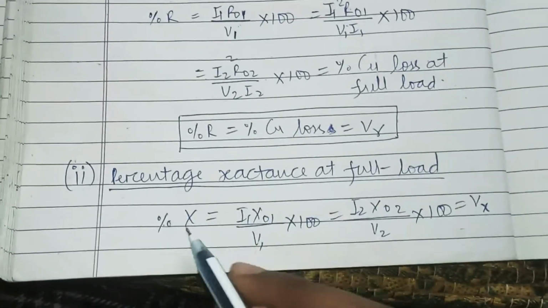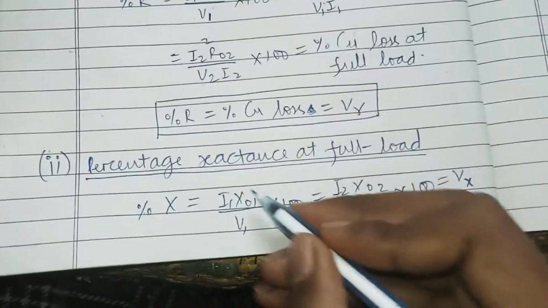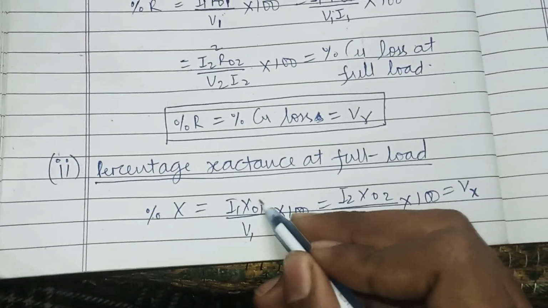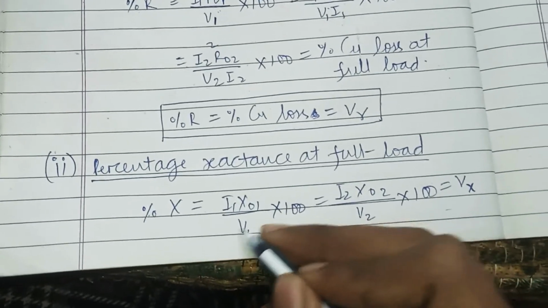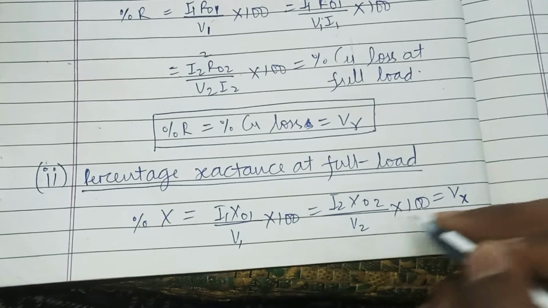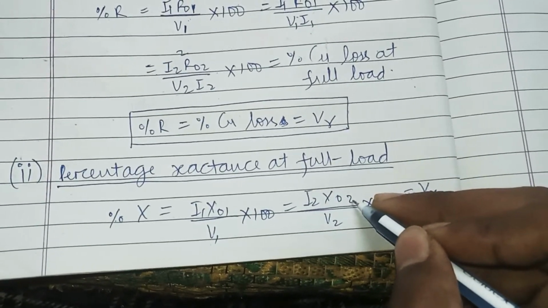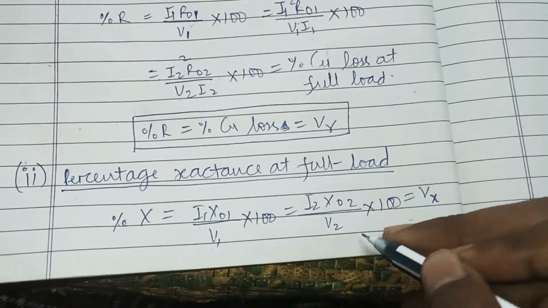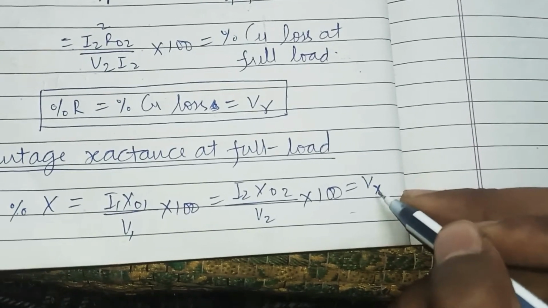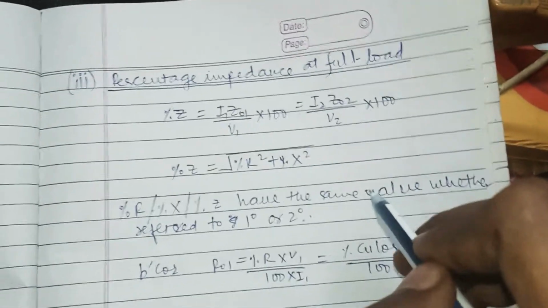Now we will study percentage reactance at full load. What is percentage reactance? It is the voltage drop at the equivalent reactance referred to the primary winding, divided by the total voltage supplied by the input, into 100. Similarly, we have percentage reactance referred to the secondary winding, divided by the total output voltage into 100, denoted by the common ratio Vx.